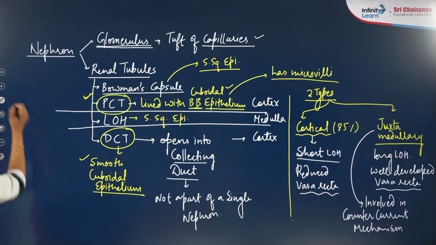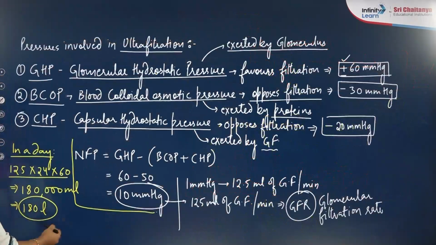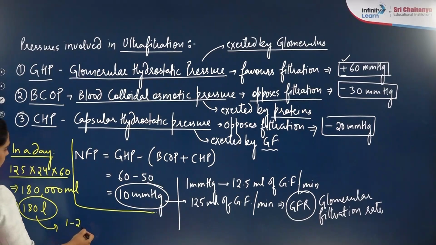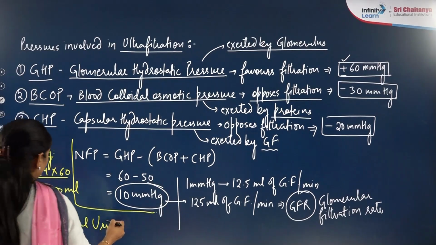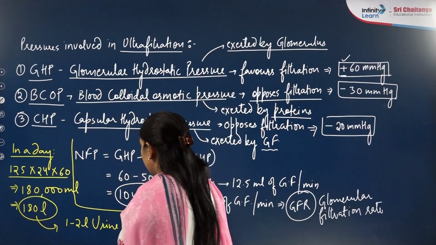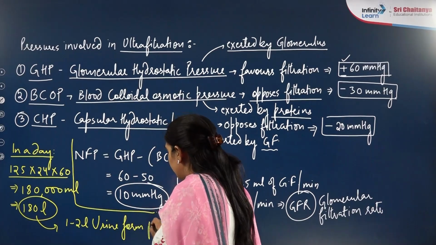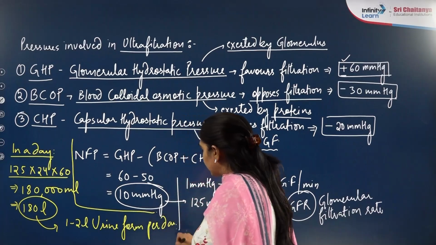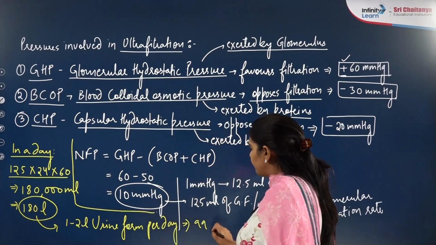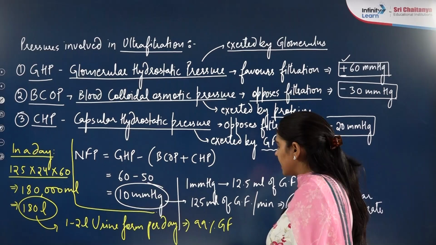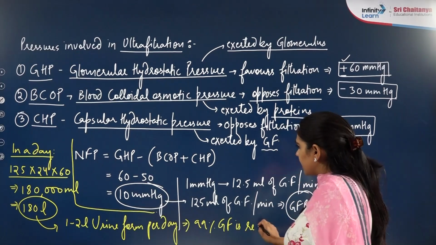So here you need to understand that out of this 180 liters, 1 to 2 liters of urine is formed per day. So that means 99% of glomerular filtrate is reabsorbed.